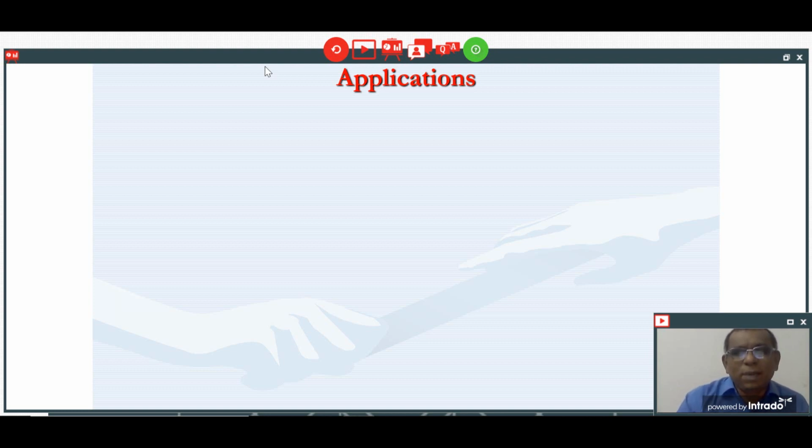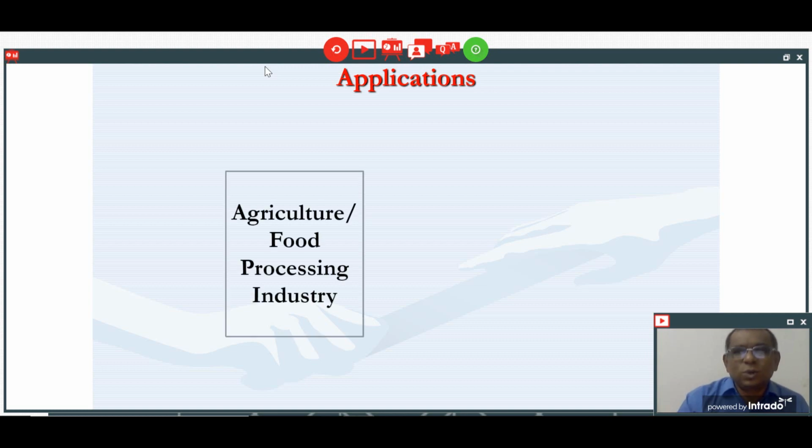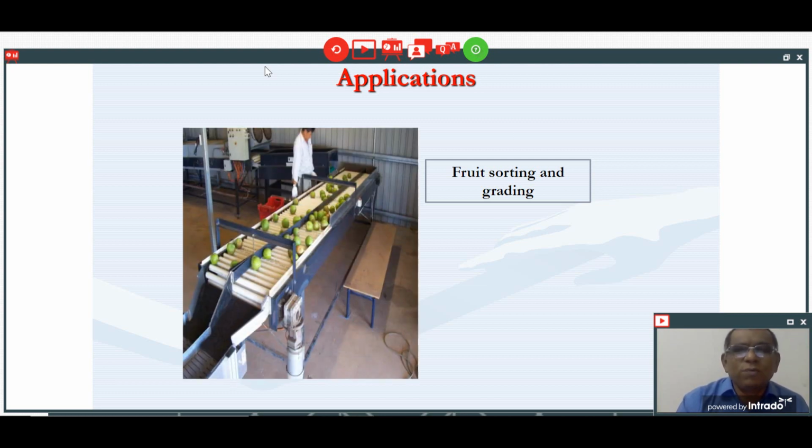So where we can apply this in image processing. Some of the applications I just want to highlight. One is with respect to the agricultural field. In the agricultural field, one of the important things is fruit sorting and grading. We know that our nation is known for agriculture. So, fruit sorting and grading.